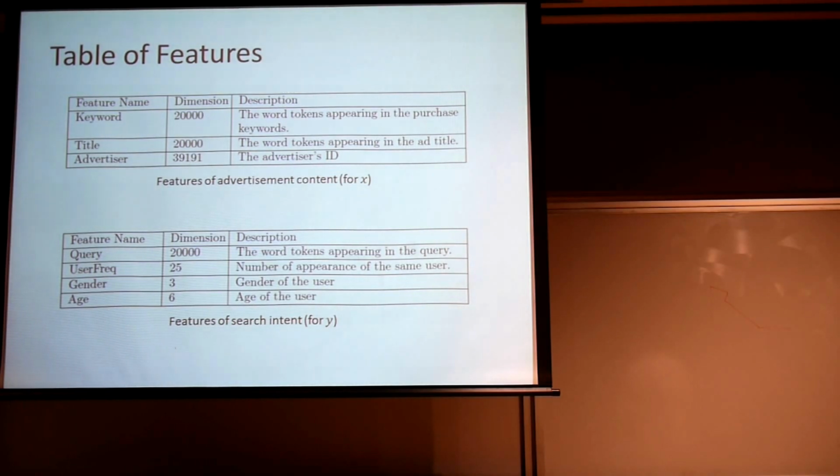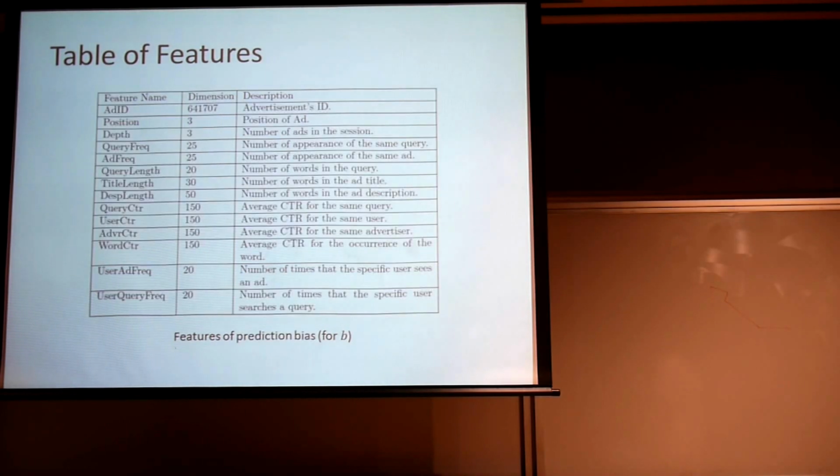And in order to control the dimensionality, we use a hashing strategy. For example, for the word tokens in the keyword, query, and title features, we hash all the word tokens into 20,000 different hashing bins, so that the dimensionality of these features is no more than 20,000. The features of the prediction bias are very similar in form to the previous two: we do the discretization, produce the corresponding binary vector, and use it as a part of B.